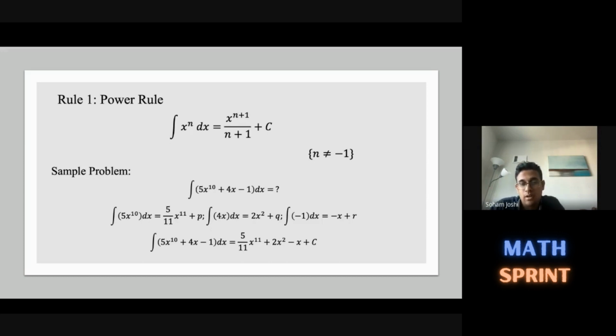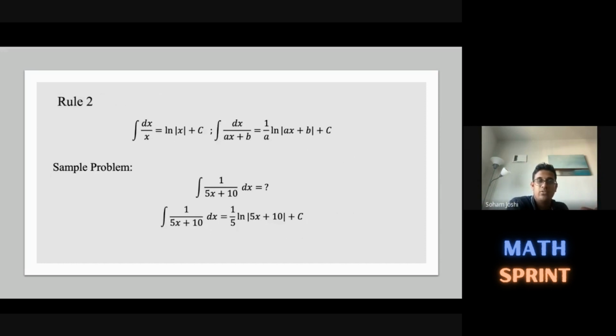When you integrate -1, you get minus x. Here, r is a constant of integration. It really doesn't matter what letter you use to represent the constant of integration. It's an arbitrary constant. Even if this constant is divisible by 7 or something, I can still just represent it in general like p, q, or r. So our final answer after adding them all together is 5 by 11 x to the power of 11 plus 2x squared minus x plus c.